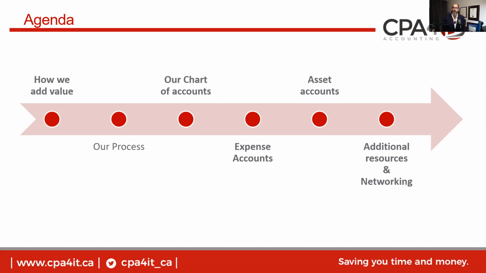Today's session, we're going to be talking about what types of things you can deduct through your business. And specifically our agenda here is to go through how we at CPA4IT add value, a little bit about our process, our chart of accounts and why that is important, then the various expense accounts that you need to be aware of for how to categorize those business deductions, and then of course asset accounts and how that relates to depreciation. And then lastly, we'll close up with some additional resources and some tools where you can go to get more information should you have any further questions.